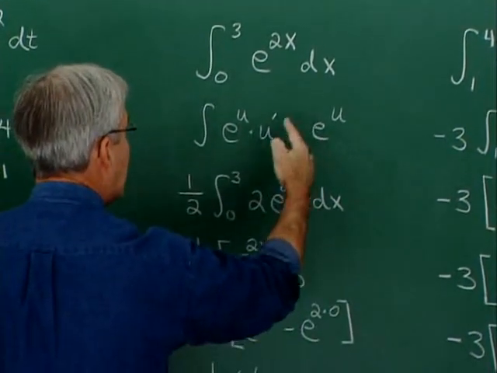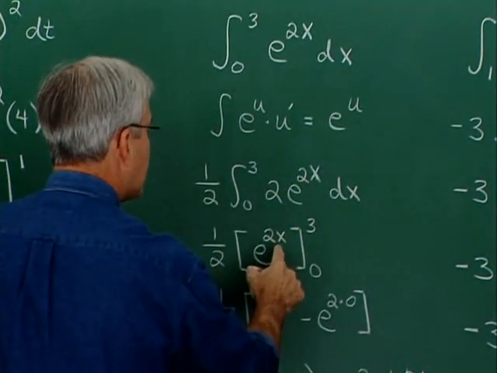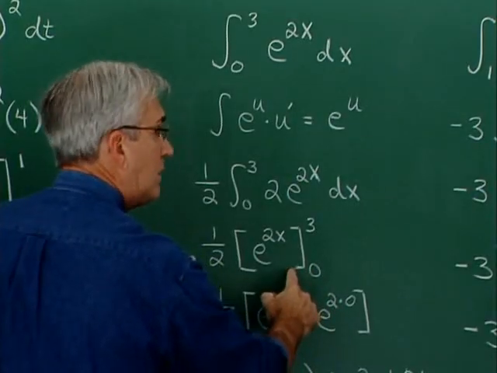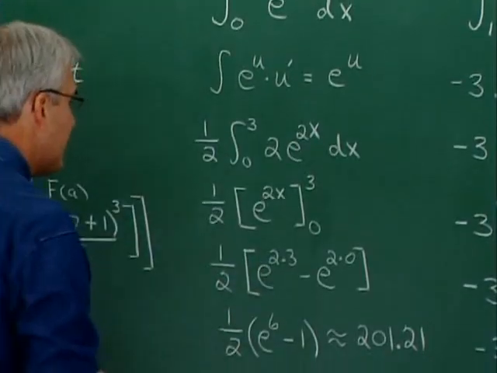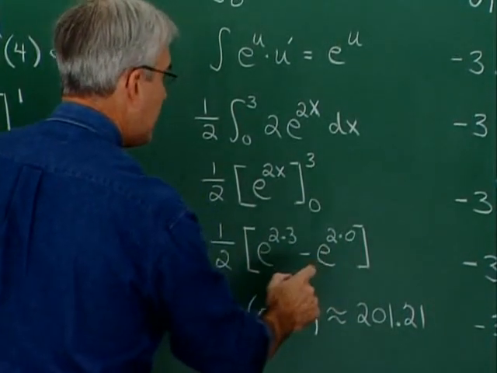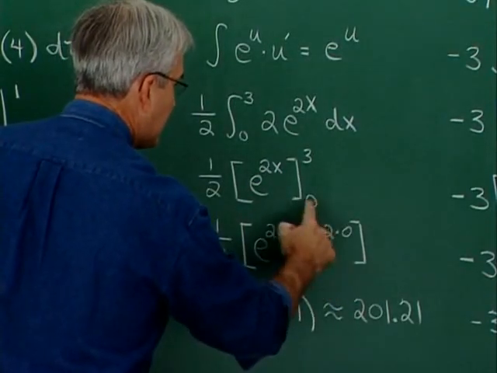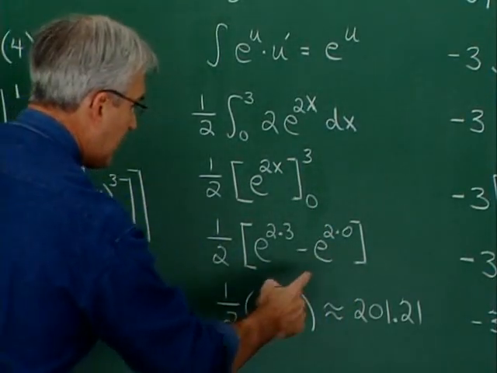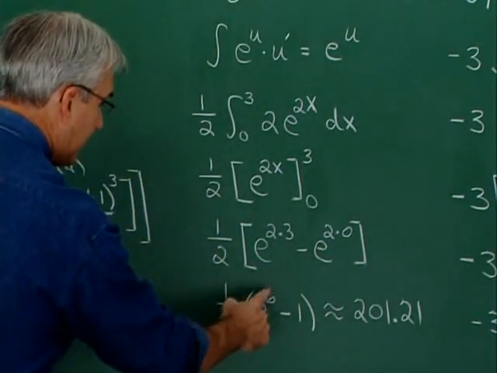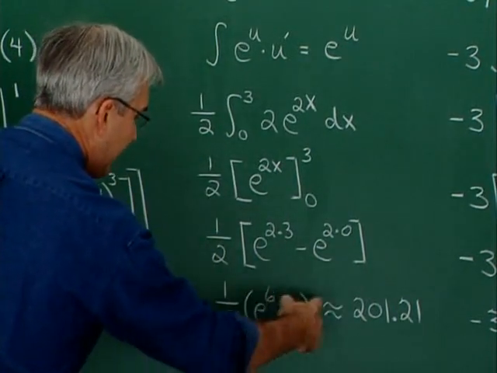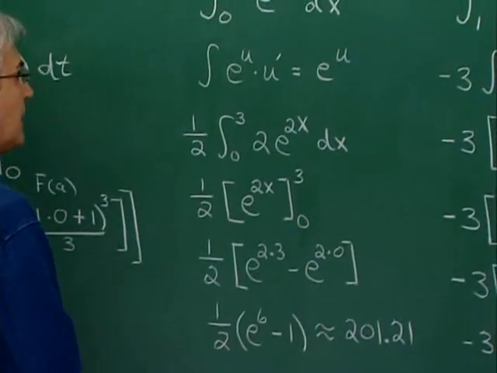Now we have the form we need in order to integrate, and so the integral function is e to the 2x. And now we have our limits of 0 to 3, and away we go with the evaluation, the f of b minus f of a business. So the x is replaced with 3 in this one, and the x is replaced with 0 for this part. Now notice that this is e to the 0, which is 1, and this is e to the 6, so e to the 6 minus 1. And evaluating this using the calculator, presumably, we get approximately 201.21.